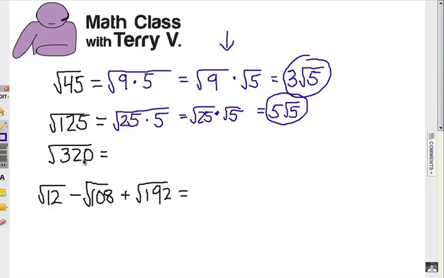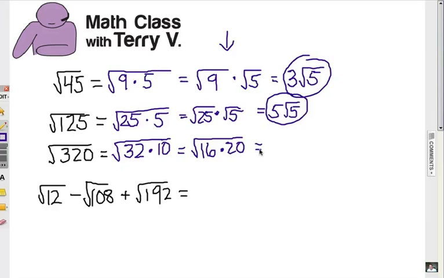How about 320? Well, I'm thinking of it as 32 times 10, but that doesn't work. Those are not perfect square numbers. But, oh, I notice it's 16 times 2 times 10. So how about 16 times 20? Is that going to work? No, not quite. All right, got to keep going.